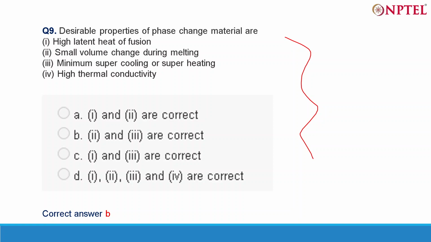Okay, so did you guys solve? So desirable properties of each material are basically high latent heat of fusion. This is required. This is not required because it's a desirable property. So if there will be high latent heat of fusion, then it won't be able to actually store heat. Small volume change during melting, because smaller size will be there. Minimum supercooling or superheating. So yeah, high thermal conductivity? No, this will promote heat losses. So the correct answer is 2 and 3 are correct actually.